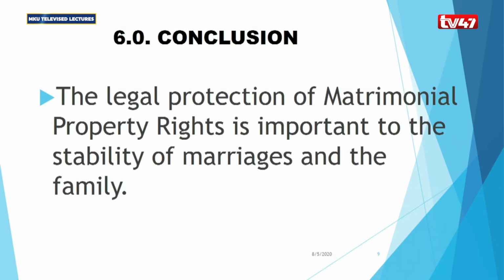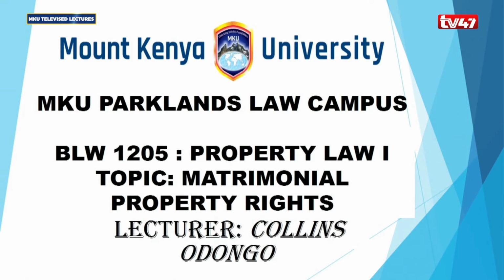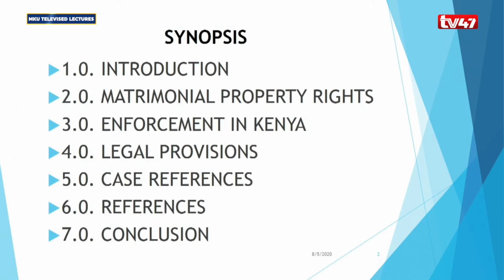The legal protection of matrimonial property rights therefore becomes very important to the stability and the continuation of marriage and the family. And basically, the point we have covered in this lesson is that the law frowns upon dissolution of marriages. And in addition to that, the law frowns upon separation of parties from marriage.